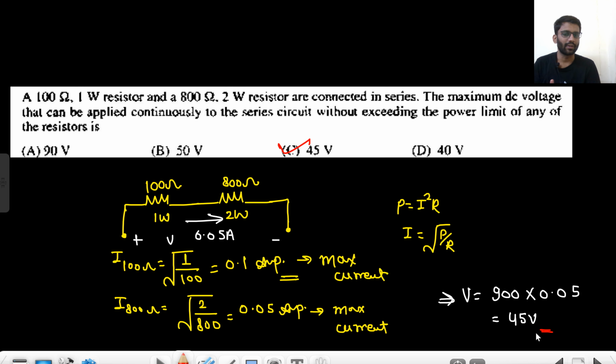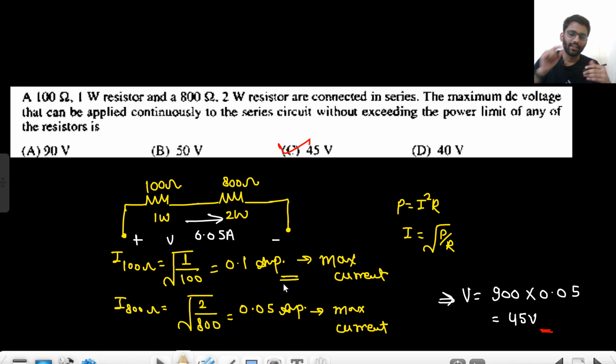Okay, so we are not exceeding any power limit. If 0.05 ampere current is flowing through this resistance, what is the power across this? That is 0.5 watt, right? 5 by 100. Wait a second. Wait a minute. There is some error, I guess. Yeah, no error is there.